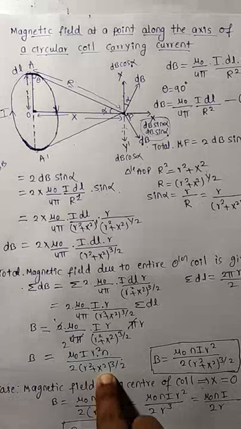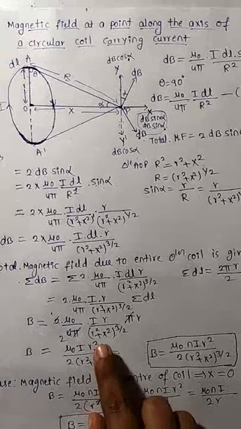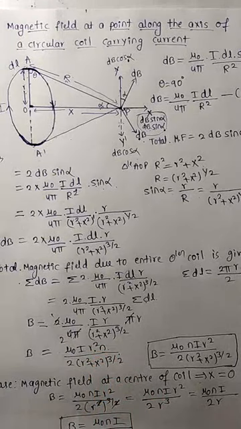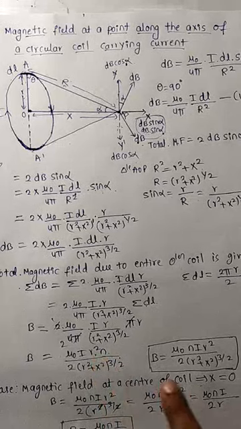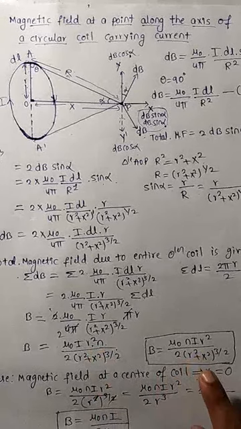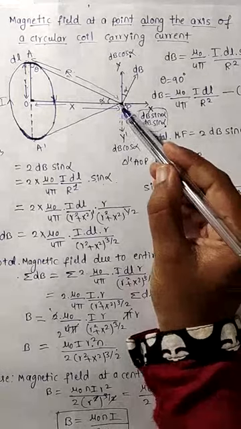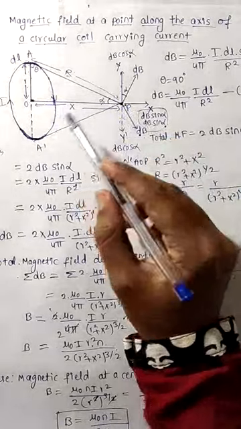And if suppose n number of turns will be there in the circular coil, you should multiply with n, means one circular coil into 1. If 2 turns are there, into 2. If 3 turns are there, into 3, like that. So if n turns are there, multiply with the n. That's why we got the magnetic field is equal to mu naught n I r square divided by 2 into r square plus x square raised to 3 by 2. This is the total magnetic field due to the entire circular coil.